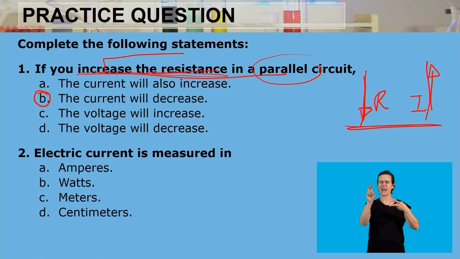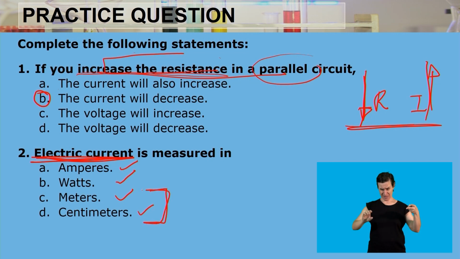Next question. Electric current is measured in. So current, the electric current, what do we use, or what is the electric current measured in? Is it measured in amperes? Is it measured in watts? Is it measured in meters? Or is it measured in centimeters? We know that the last two, they are used to measure distance, or they are used to measure length. So they will never be used to measure current.